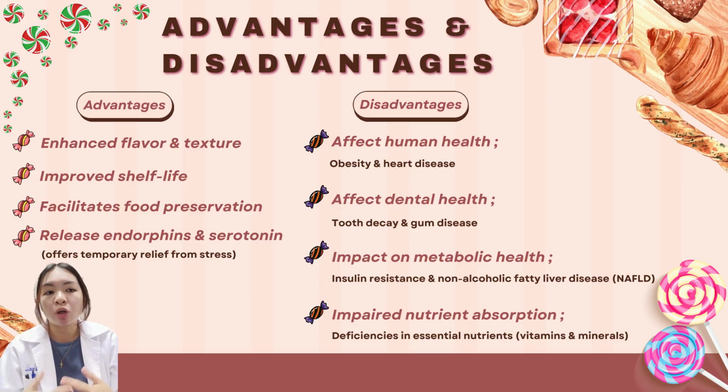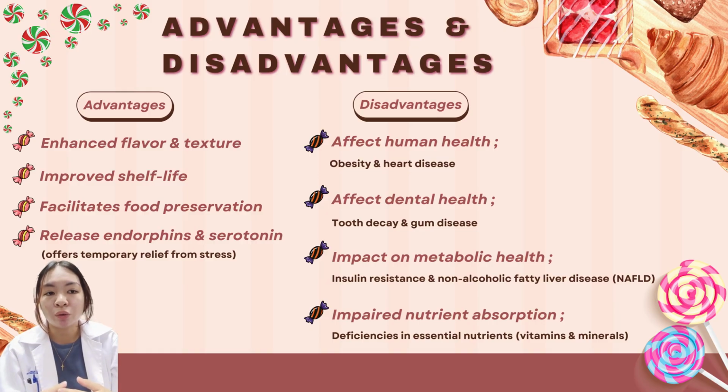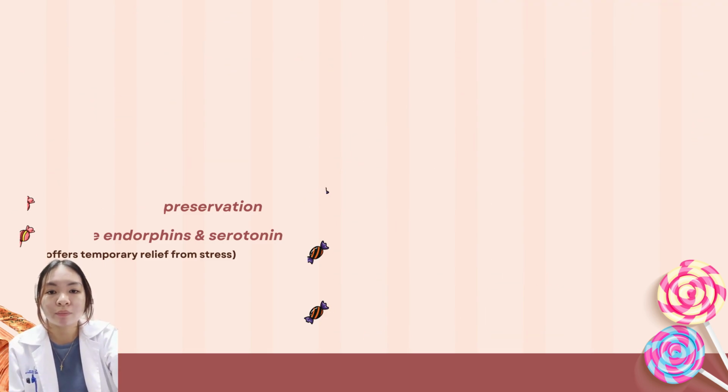However, there are several drawbacks when we consume a lot of sugar, such as it may affect our human health, which leads to obesity and heart disease. And next, it may also affect our dental health, which leads to tooth decay and gum disease. Next, it may also have an impact on metabolic health, where it causes insulin resistance and non-alcoholic fatty liver disease. And lastly, high intake of sugar can also lead to impaired nutrient absorption, where it leads to deficiency in essential nutrients such as vitamins and minerals.